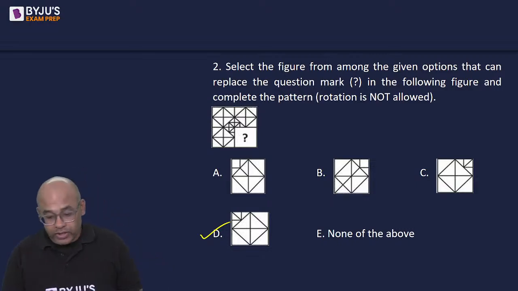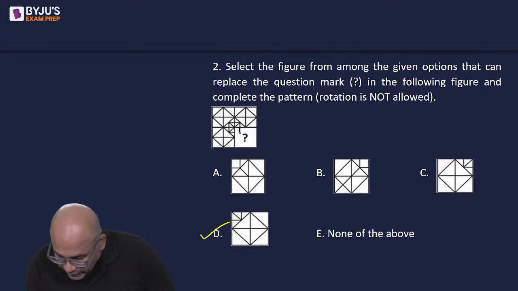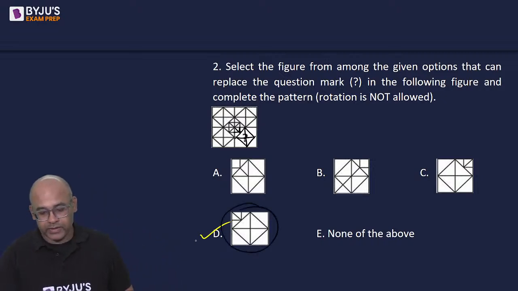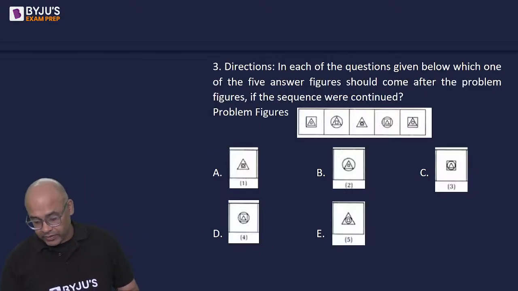Why? Because if you want to finish this figure, let me draw the figure and finish it so that you follow. So you will have a line like this, a line like this, and then you will have this entire structure over here. That is exactly what is given in your option D, and that is your answer. Very simple, nothing great. Let's move on to the third question.